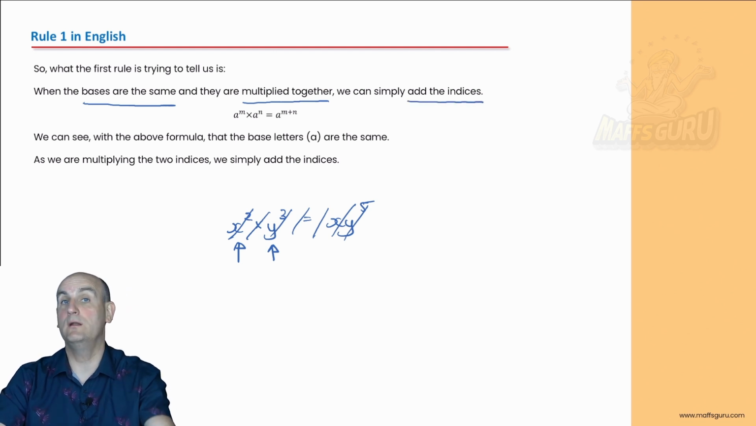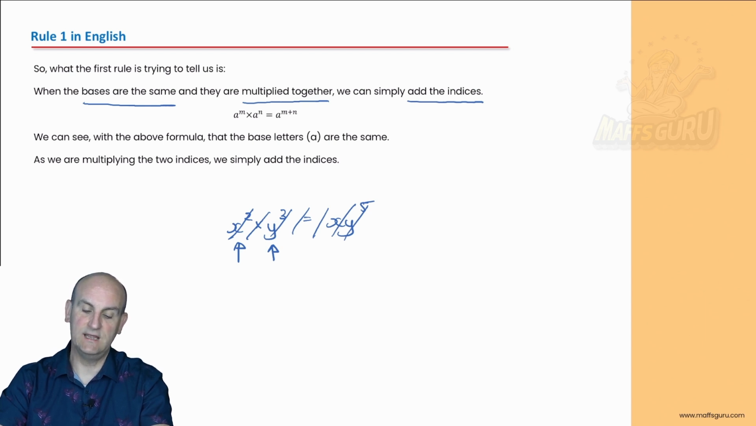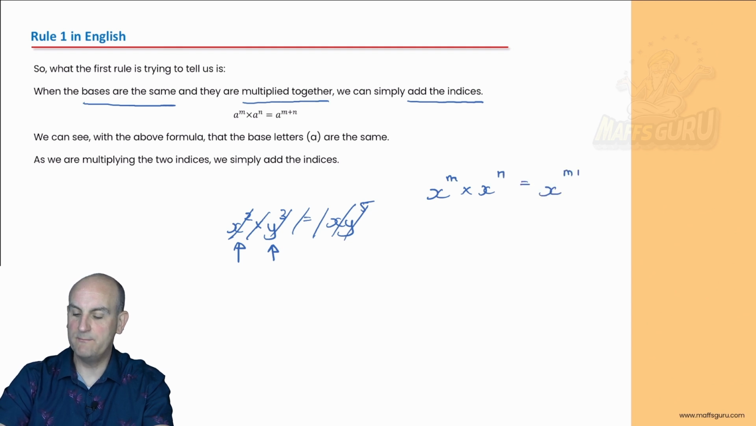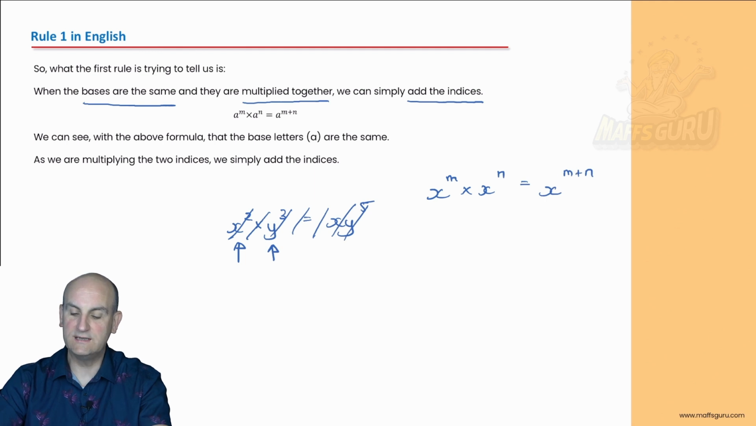Now these notes are all downloadable. You can download them from mathsguru.com, copy them into your summary books or just cut them up. They're there for you to help, right? We can also see that writing the above formula with the base letter a. Now again, we could write that as x to the power of m times x to the power of n is equal to x to the power of m plus n. Doesn't matter what letter we use here. For some reason, a seems to be the letter of choice, but when we are multiplying two indices things together, we simply add the indices.